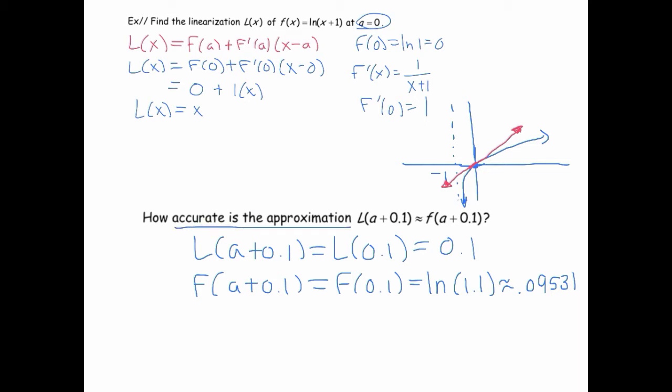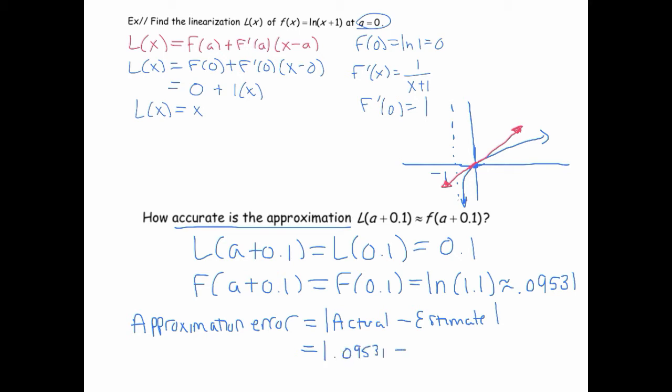And so how accurate is the approximation? Well, let's just find what's called the approximation error. It's the best way to answer that question. So I always view this as the absolute value of the actual value minus our estimate. Now our actual value was 0.09531, and our estimate was 0.1. And if you do that subtraction out, you get 0.09531 minus 0.1 in absolute value. You get about 0.00469.